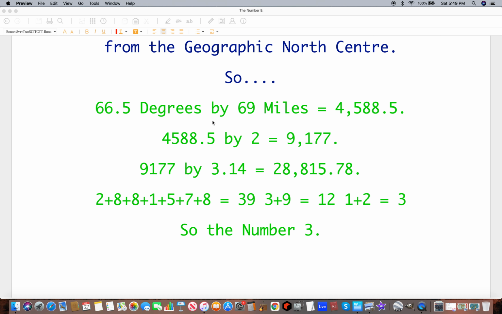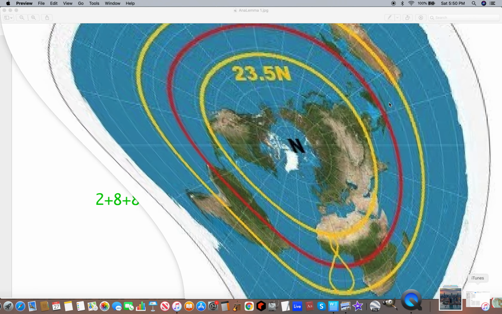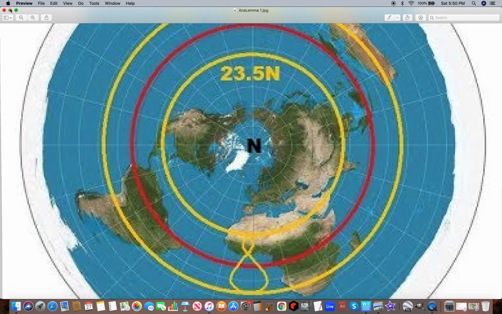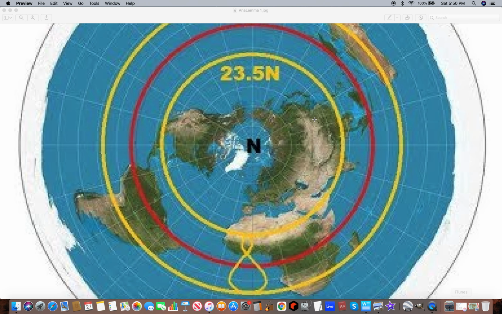So 66.5 degrees multiplied by 69 miles will work out at 4,588.5 miles. Then 4,588.5 multiplied by 2 for a diameter will give us 9,177. Just to show what I've done here: I've taken a straight line distance of 69 miles per degree and multiplied it by 66.5 for a straight line radius.